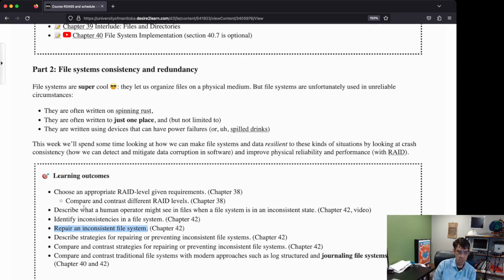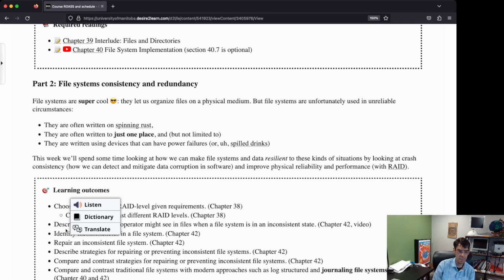This is related to this one. So describe what a human operator might see, repair an inconsistent file system. So given an inconsistency, what's the appropriate choice to make for how to repair that file system? Describe strategies for repairing or preventing inconsistent file systems. Compare and contrast strategies for repairing or preventing inconsistent file systems. Compare and contrast traditional file systems with modern approaches such as log structured and journaling file systems.